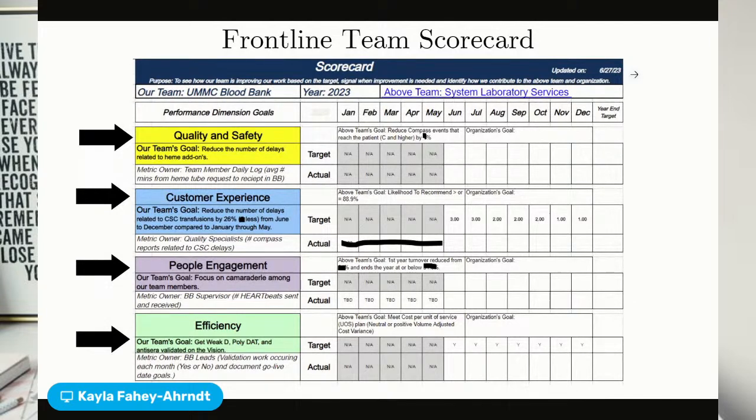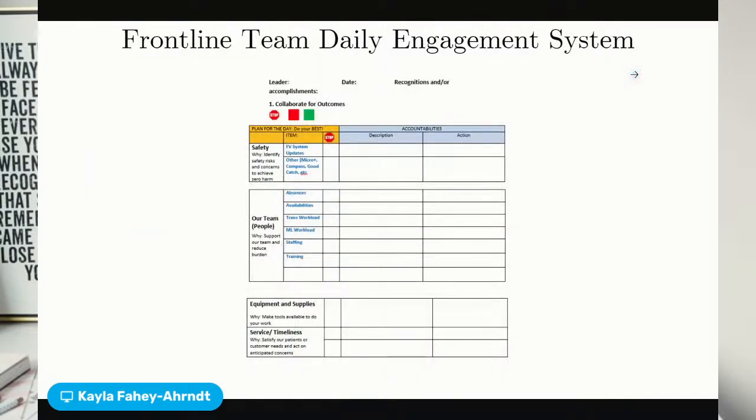So hope that helps. We also have another visual management system for my frontline team. It's called the daily engagement system. Essentially, you've got somebody who leads it, usually somebody in the department, one of our team members, and they'll ask what recognitions or accomplishments do we have to note. So really showcasing the team at the start of the huddle.